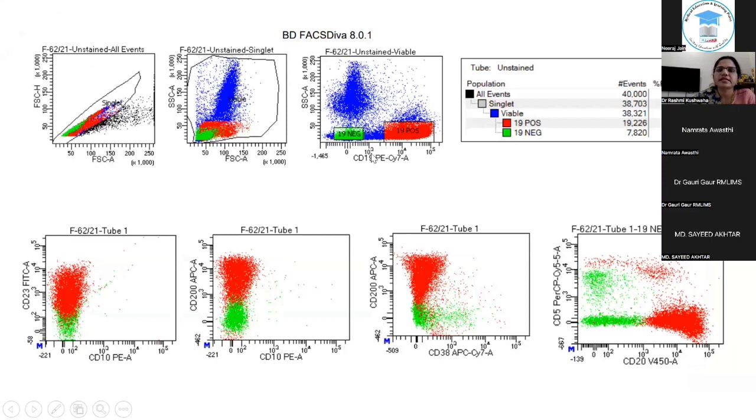So we gated on side scatter versus CD19, and we have gated bright CD19 positive cells, which are approximately 50%, and these cells are positive for CD23, with absent CD10 expression. They are very bright CD200 positive. CD38 was almost absent. They were bright positive for CD20, and CD5 was absent.